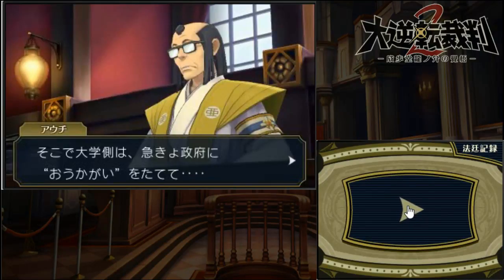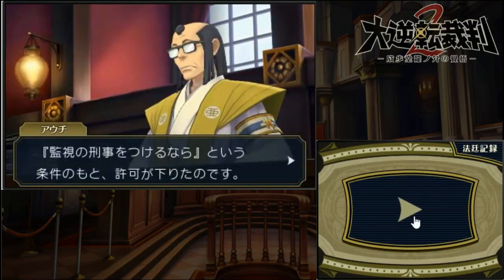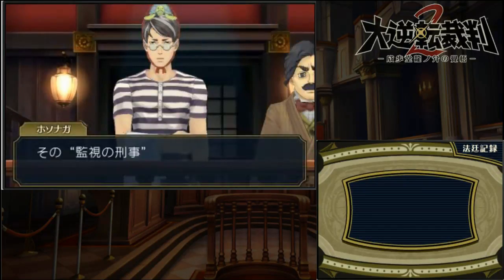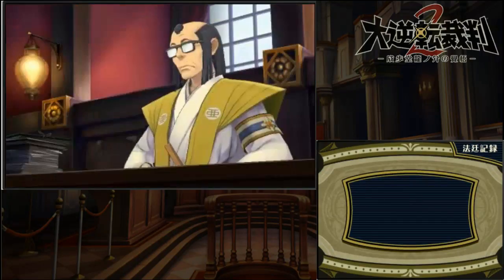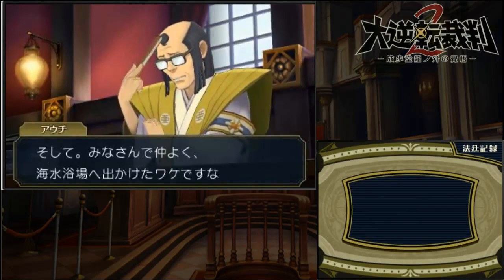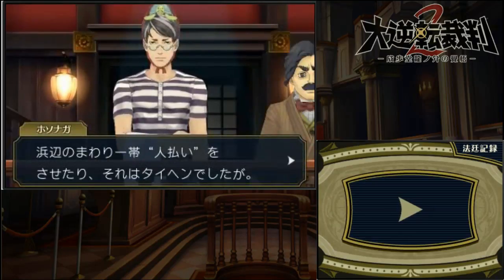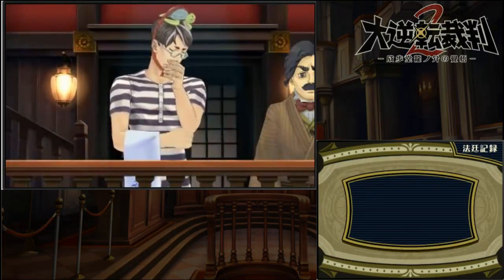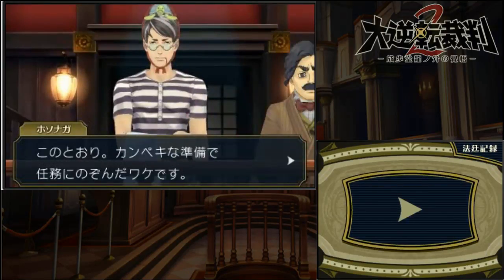And that was when the university hurriedly inquired the government on the matter, to which they said they would permit it on the condition that an inspector was present to oversee the trip. That supervising inspector was me, Hosonaga, here with nothing to hide. Anyone who says that probably has something to hide. And so everyone happily chummed together and went to the beach. The beach turnabout. I had to bribe people on the beach side. It was quite the terrible experience. For my health hasn't been good lately, you see. As you may observe, I desired nothing but perfection when preparing for my missions.